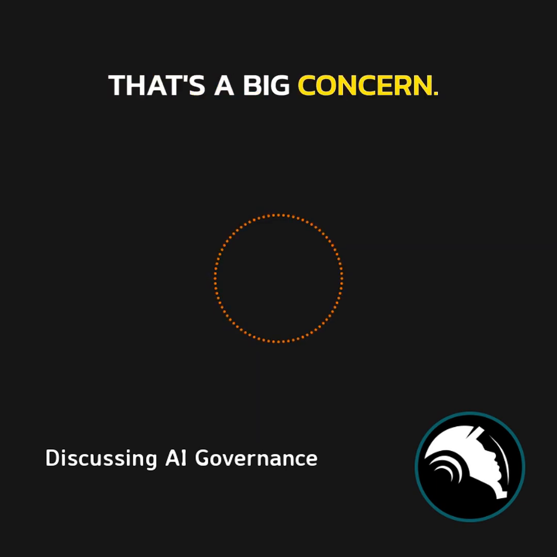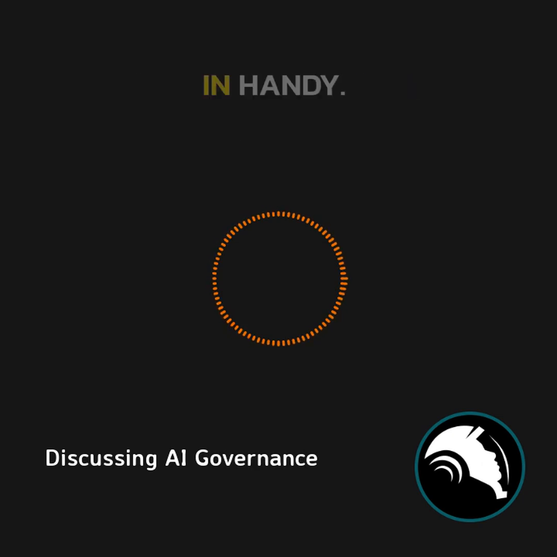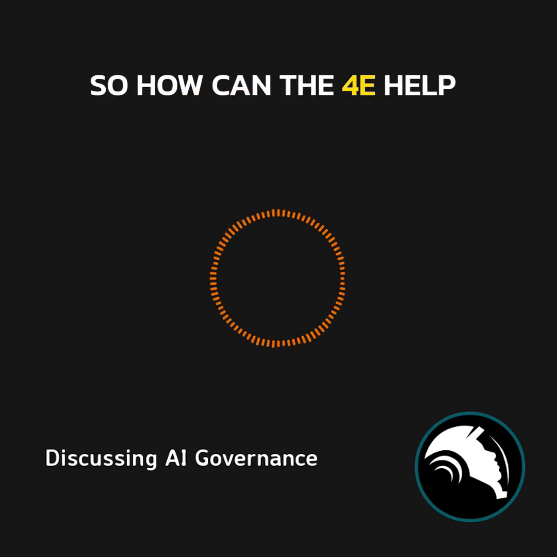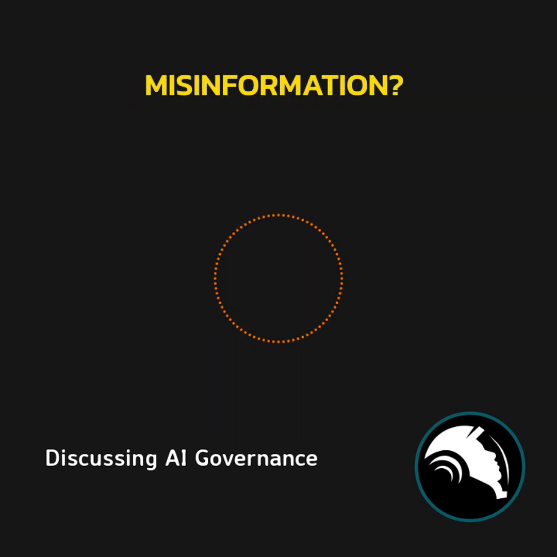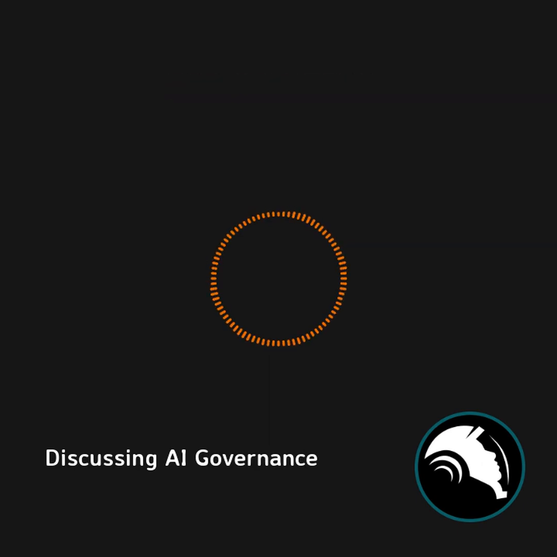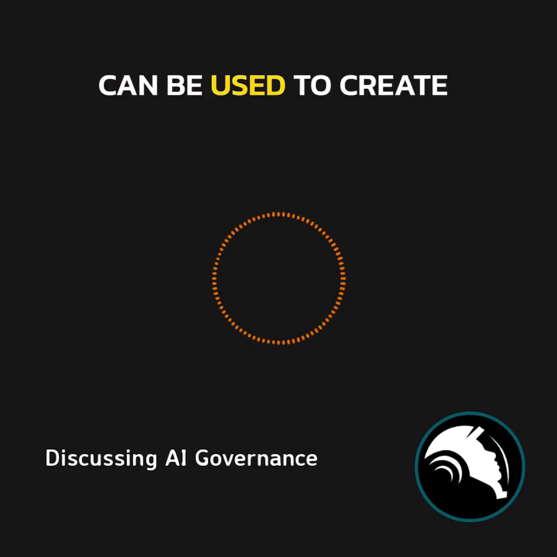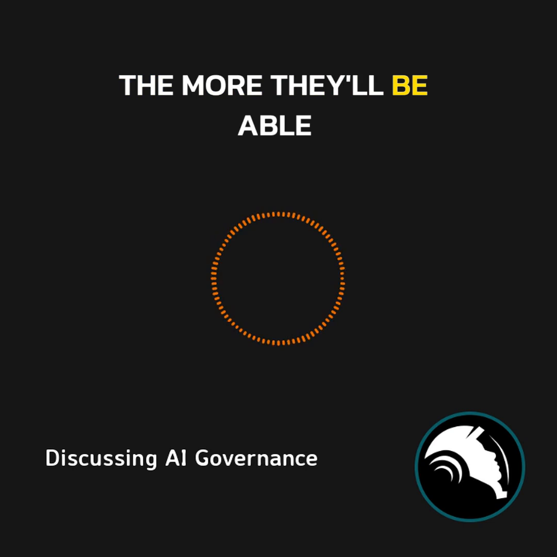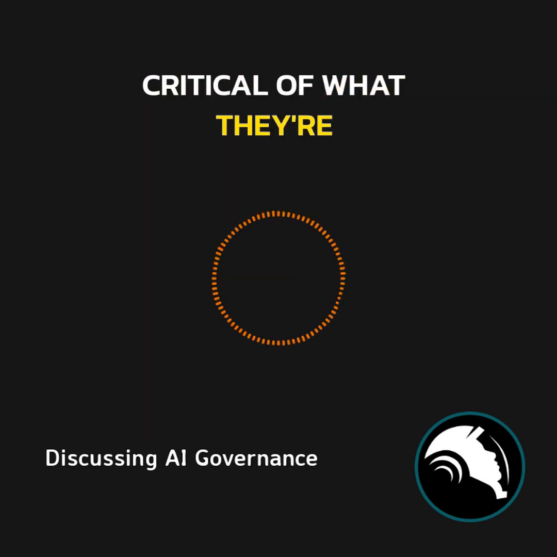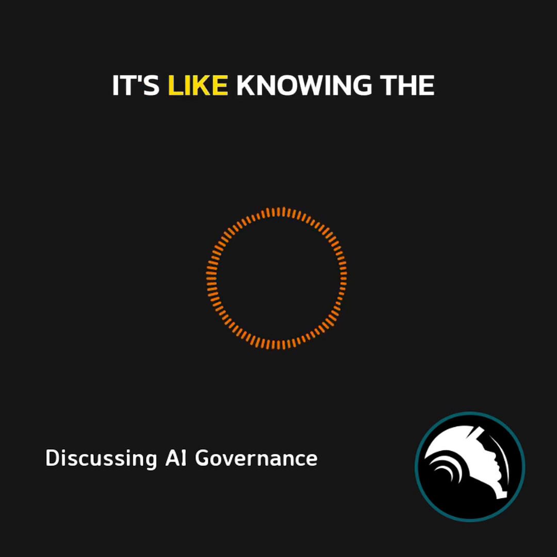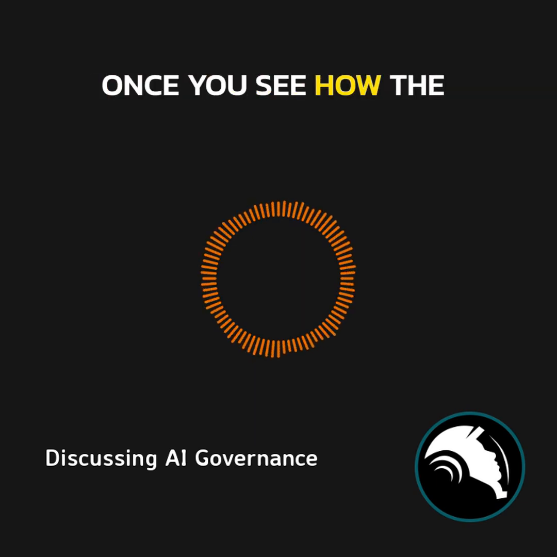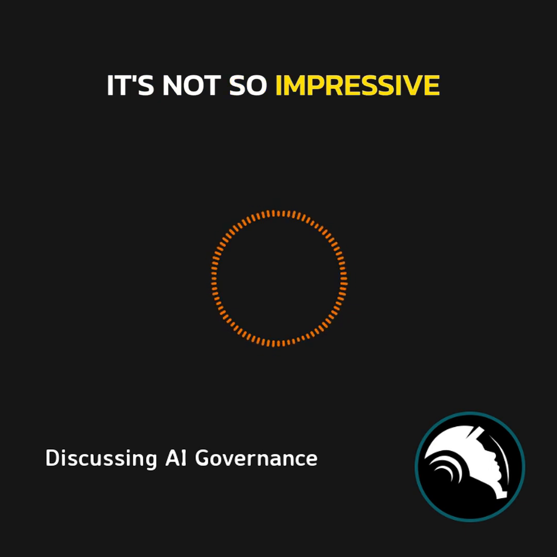That's a big concern. And that's where those four Es can really come in handy. Okay, so how can the four Es help with something like misinformation? Well, for starters, education is key. The more people understand about how AI can be used to create these fakes, the more they'll be able to spot them and be critical of what they're seeing online. So it's like knowing the tricks a magician uses. Once you see how the illusion works, it's not so impressive anymore.